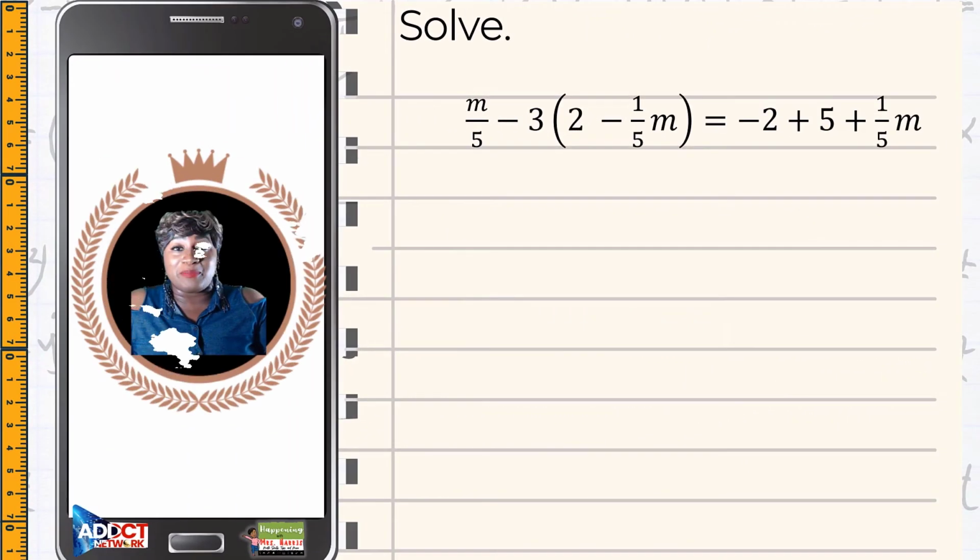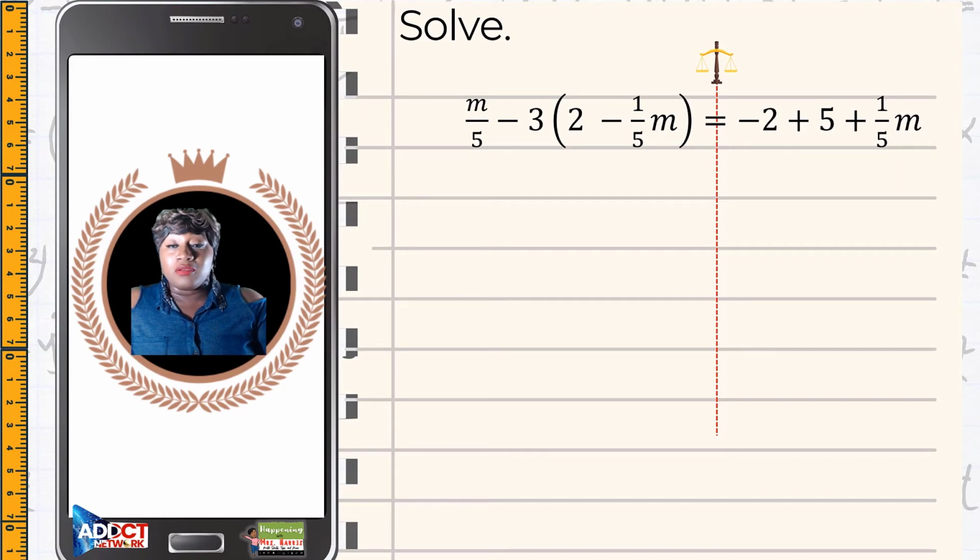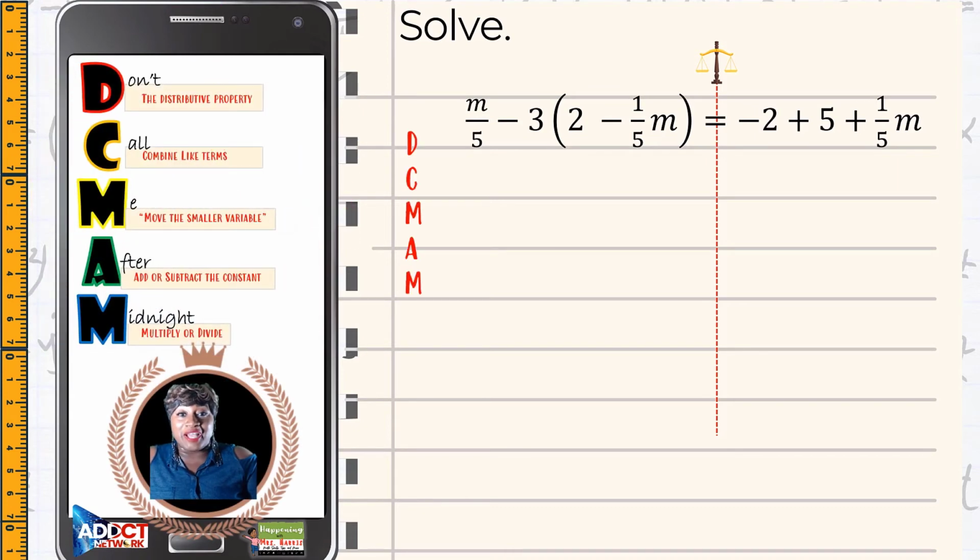Here's our last example. Solve. m/5 minus 3 times the difference of 2 minus 1/5 m equals -2 plus 5 plus 1/5 m. We'll begin the problem by drawing the line down the equal sign to balance the equation. Now we'll use our acronym DCMAM, or Don't Call Me After Midnight, to guide us in our problem solving.